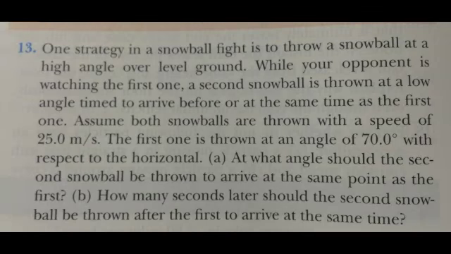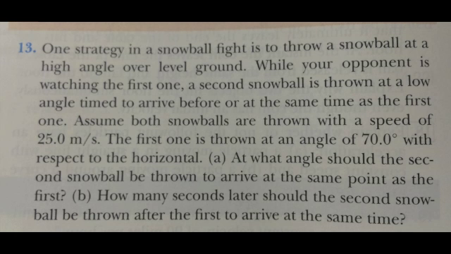Chapter 4, Number 13. One strategy in a snowball fight is to throw a snowball at a high angle over level ground. While your opponent is watching the first one, a second snowball is thrown at a low angle, timed to arrive before or at the same time as the first one.